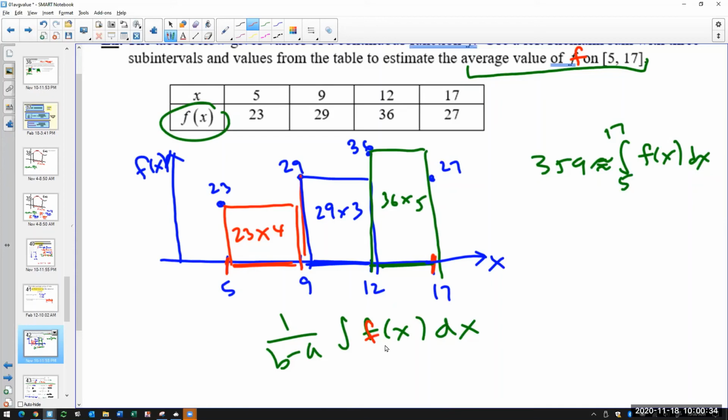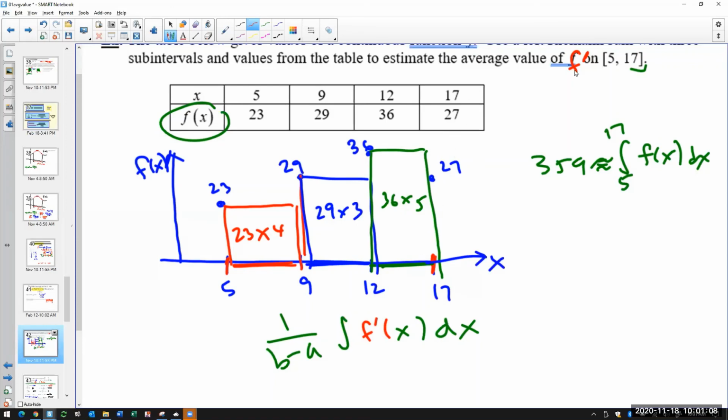Sometimes they say find the average value of velocity. If they say find the average value of velocity, okay, then you would put velocity here. Does that make sense? Sometimes they say find the average value of speed. If they say find the average value of speed, then you put speed here. Whatever they say find the average value of, that's what you would put in. And here's an even trickier thing. If they say find the average value of f prime, you would put f prime here. Whatever you want the average value of, that's what you would put here.